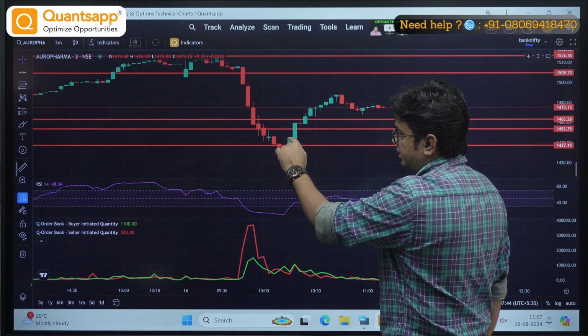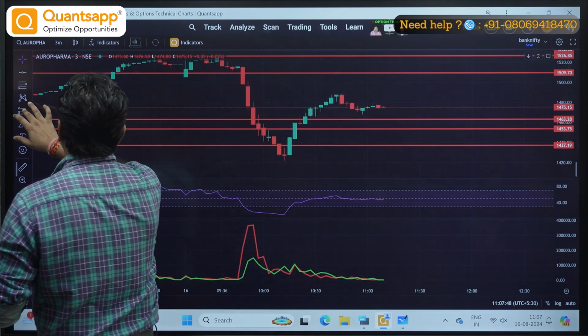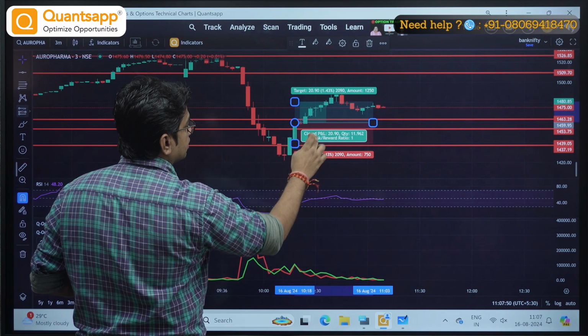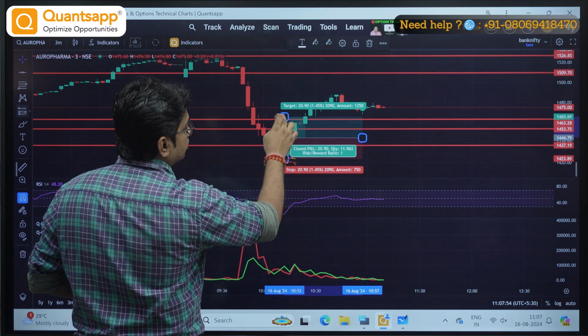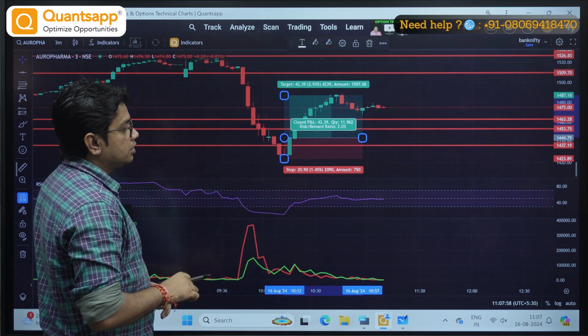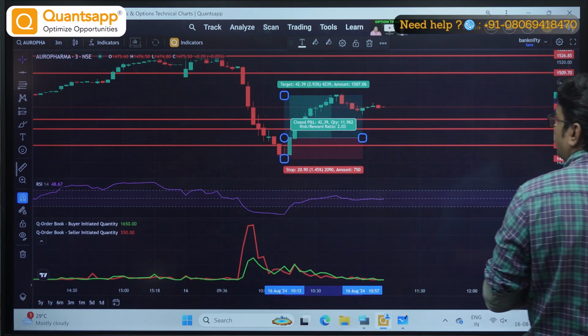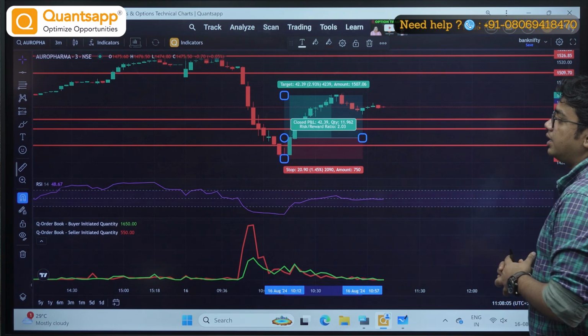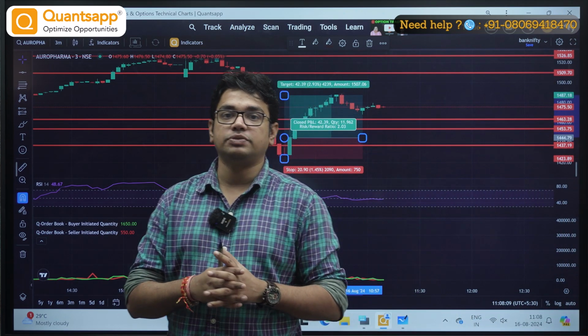So if I have taken the trade over here, I'll keep my stop loss over here, and I could have got the profit. Risk reward ratio, I can see I got the 1:2 ratio. You can see I got 20 rupees of stop loss and a 42 rupees target. I got the target. So this is how I can take the trade at the lowest point.